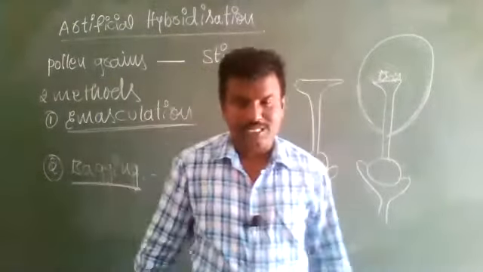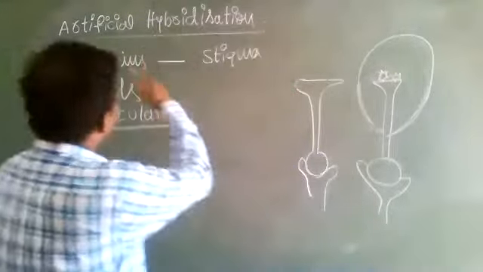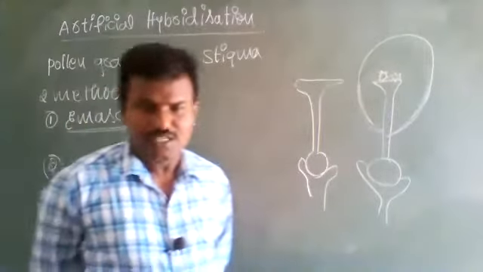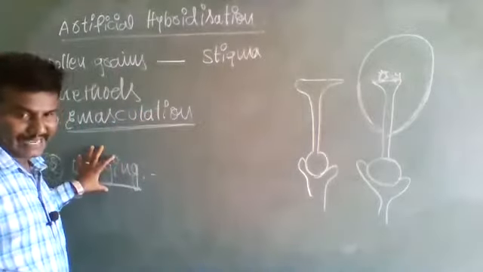Those seeds are called hybrid variety seeds. Those seeds are also called superior variety of seeds. This technique is called artificial hybridization. So artificial hybridization is achieved by two methods, emasculation and bagging.